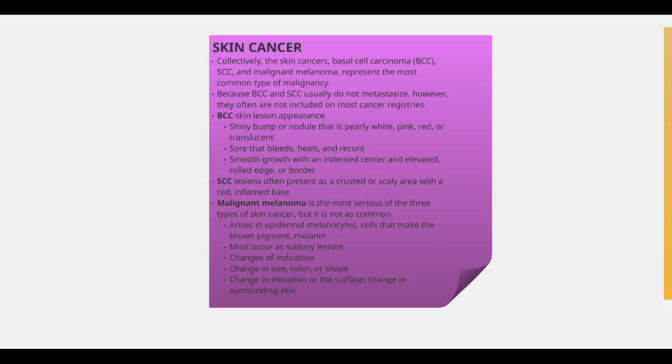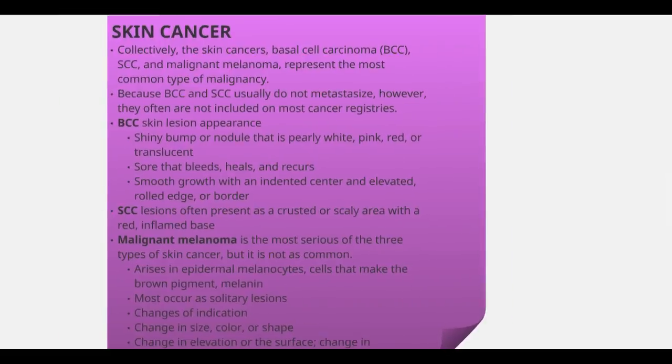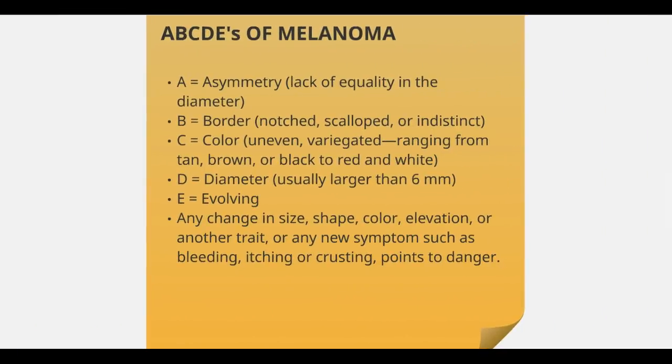Changes of indication to be aware of are changes in size, color, and shape. Also watch for changes in the elevation or surface, and then a change in the surrounding skin as well. So the next slide, I think, is the A, B, C, D, E's of melanoma. So these are the things to look for. A is asymmetry, which is a lack of equality in the diameter.